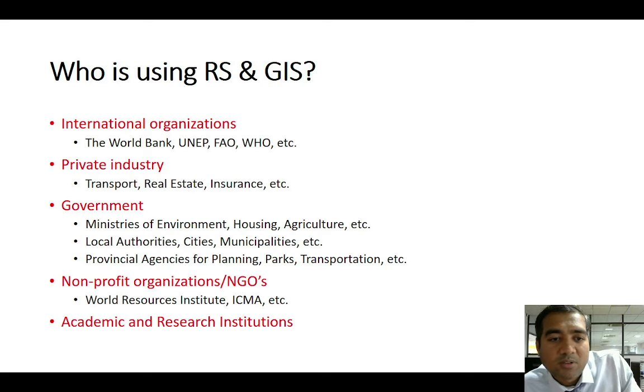Also, many industries are using this concept or technology. You can take an example of international organizations such as World Bank, UNEP, FAO, and WHO. Even private industries such as transportation, real estate, and insurance sectors are using it. Even government organizations such as the Ministry of Environment, local authorities, municipalities, even provincial agencies for planning, parks, and transportation are also using this technology. And some organizations such as NGOs and even academic institutes are also using this technology.